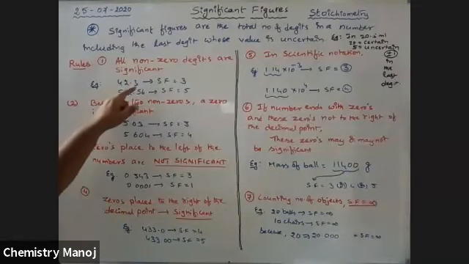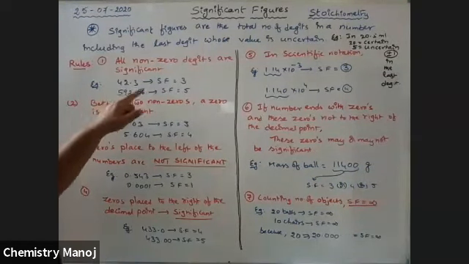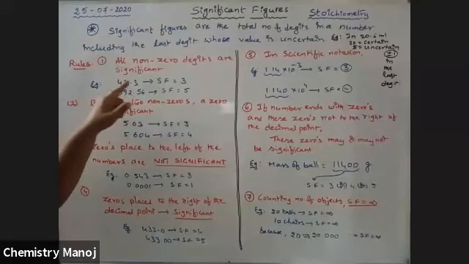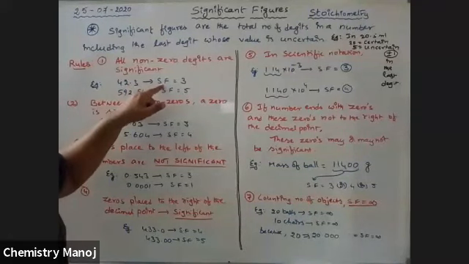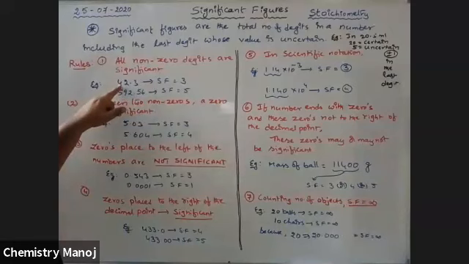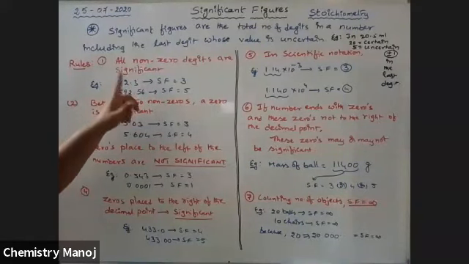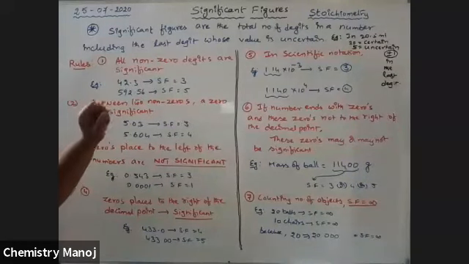Does this contain any zero digit? No. So all these are non-zero terms. So the number of non-zero digits is taken as the significant figures. So how many digits are there? 4, 2, 3, including the point. All non-zero digits.